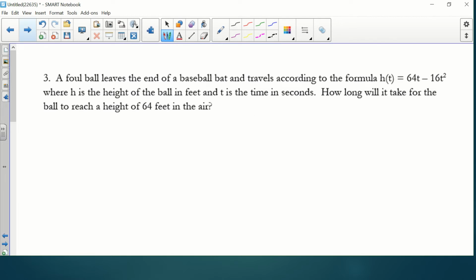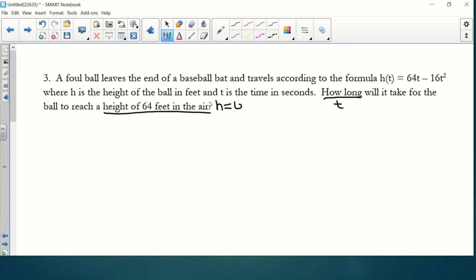All right. A foul ball leaves the end of a baseball bat and travels according to the formula h of t equals 64t minus 16t squared, where h is the height of the ball in feet and t is the time in seconds. How long will it take for the ball to reach a height of 64 feet in the air? Okay, so how long refers to time, and in this case, time is represented by t.